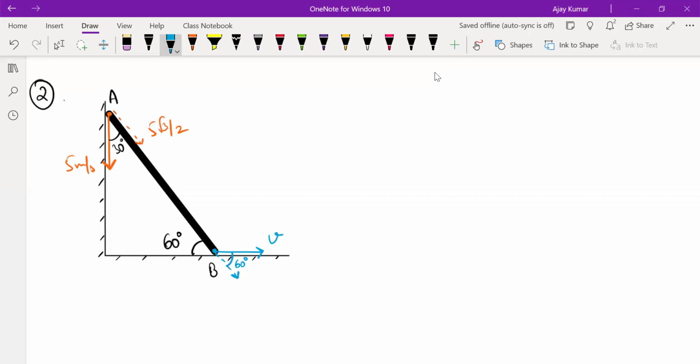What are such angles called? Vertically opposite angles. Fine. Then this component will be V cos 60, that is V/2. You just have to equate them. So 5√3/2 is equal to V/2. V becomes 5√3 meters per second. So if you know the exact direction, then you can tell the magnitude.